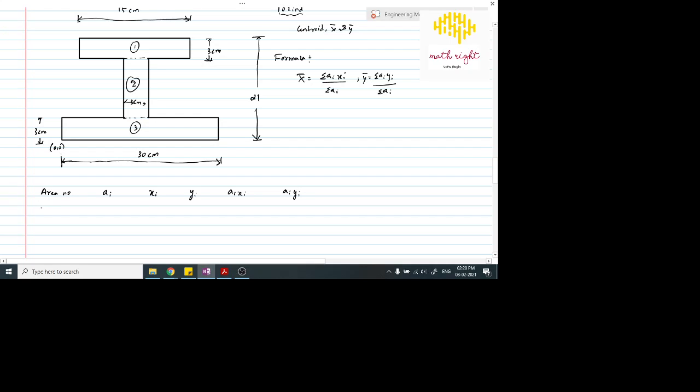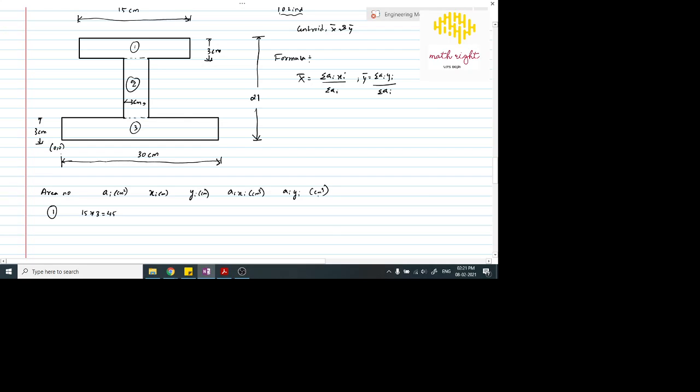Okay, first area 1, we take it as area 1. ai, how can we find the area for this rectangle? Length into breadth, that is 15 centimeter into 3. We can avoid the units. 15 into 3, that is 45. Here we can write centimeter square, and here centimeter cube.